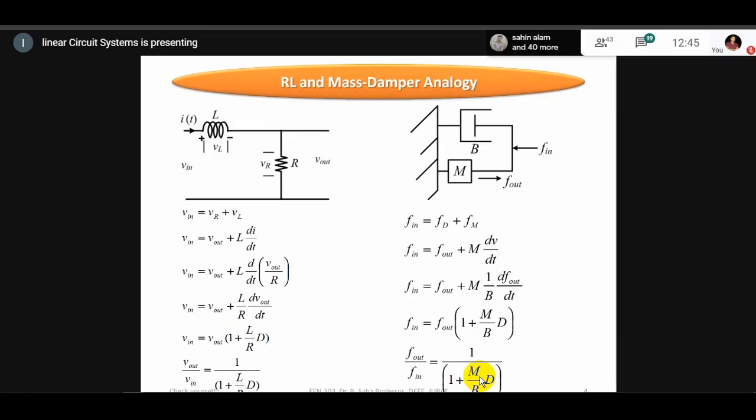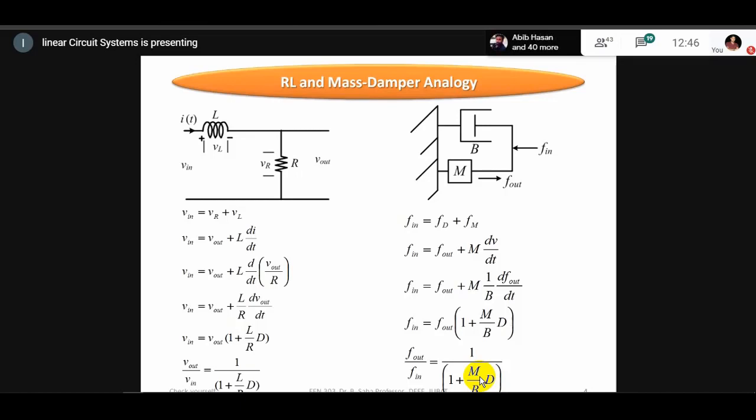So what is L by R? Can anyone answer? What is L by R in this circuit? Time constant of the RL circuit. Time constant. Exactly. Thank you.